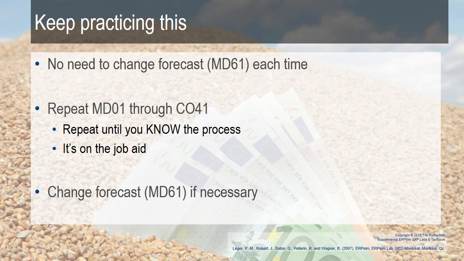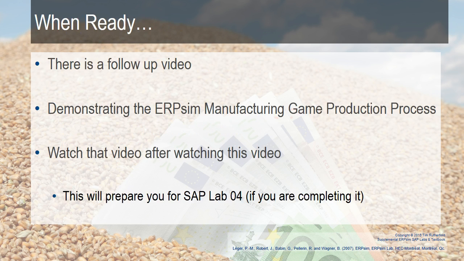But keep practicing. There's no need to change the forecast every single time. But repeat the process from MD01 through CO41. Repeat it until you really know it and you feel comfortable with it. And change the forecast only if it's necessary. When you're ready for it, there is a follow-up video, and it's demonstrating the production process with SAP using the job aid, and that would be a good idea to watch after watching this video, and it will also prepare you for SAP Lab 4 if you're completing that.